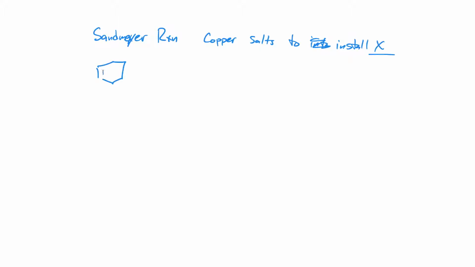So we can do what's called the Sandmeyer reaction, which basically uses copper salts to install different groups. I'm just going to call that X. So let's look at our aryldiazonium. And if we react it with copper bromide, we can install a bromide. Now, that's not all that exciting to us because we learned way back in the aromatic substitution chapter how to make bromobenzene without going through this highly reactive intermediate.